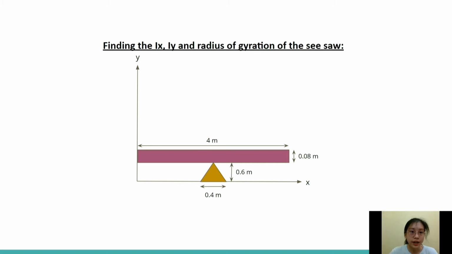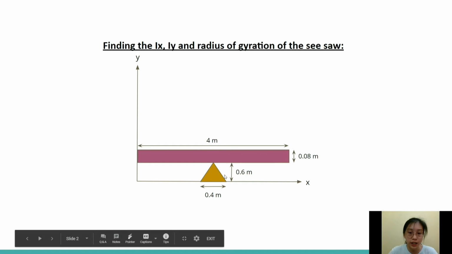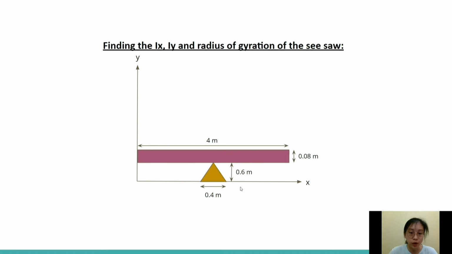So now we are finding the moment of inertia with respect to the x-axis, the moment of inertia with respect to the y-axis, and the radius of gyration of the seesaw with respect to both axes. Basically, the seesaw can be divided into two parts. The first part is the rectangular part, and the second part is the triangular part.